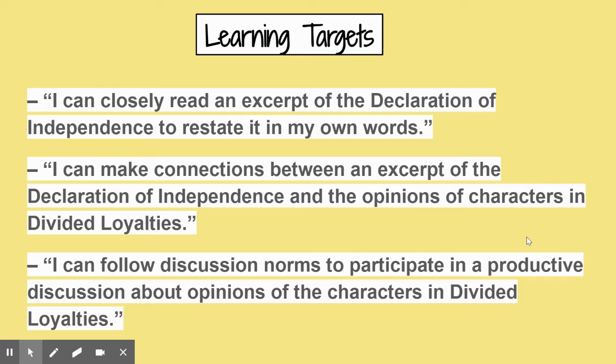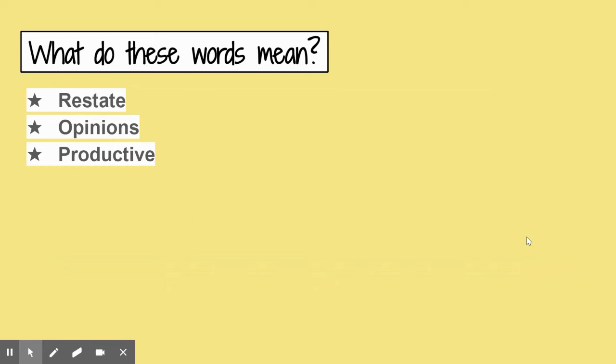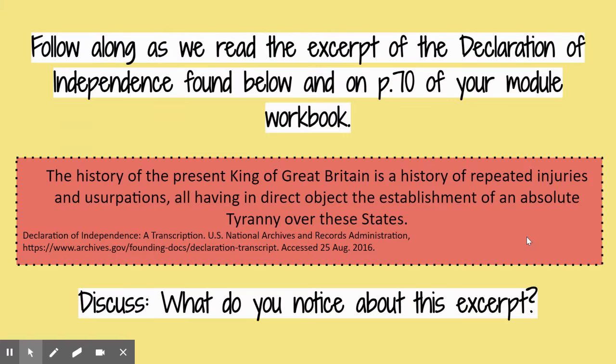That discussion norm learning target is probably going to be the one that we hit the least. Okay, really quick. What do these words mean? Restate means say it over in your own words. Opinions are things that you think or other people think. Productive means it is respectful and kind and makes sense. You get a lot done.